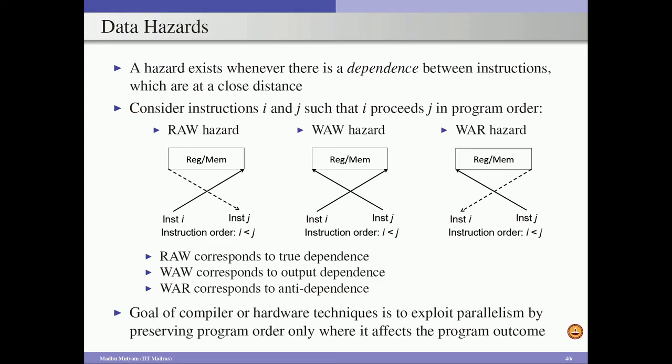In the case of name dependencies, as we mentioned earlier, if we apply the register renaming concept, then we can eliminate these name dependencies. As a result, we can eliminate hazards such as the write after write hazard and the write after read hazard. The goal of a compiler or the hardware techniques is to exploit parallelization by reordering the instructions wherever there is a possibility, but at the same time preserve the program order in scenarios where reordering the instructions is going to affect the outcome of the program.